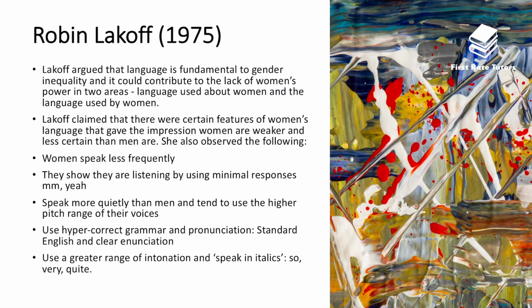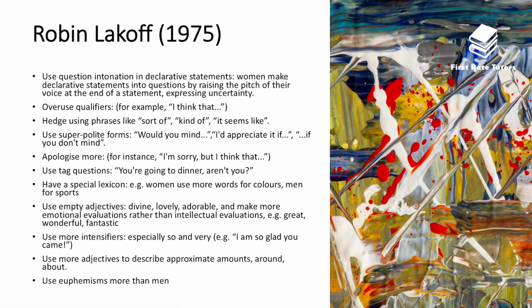Number one, women speak less frequently. Secondly, they show they're listening by using minimal responses such as "and yeah". They speak more quietly than men and tend to use the higher pitch range of their voices. They also use hypercorrect grammar and pronunciation, so standard English and clear enunciation. They use a greater range of intonation and speak in italics, using "so", "very", "quite".